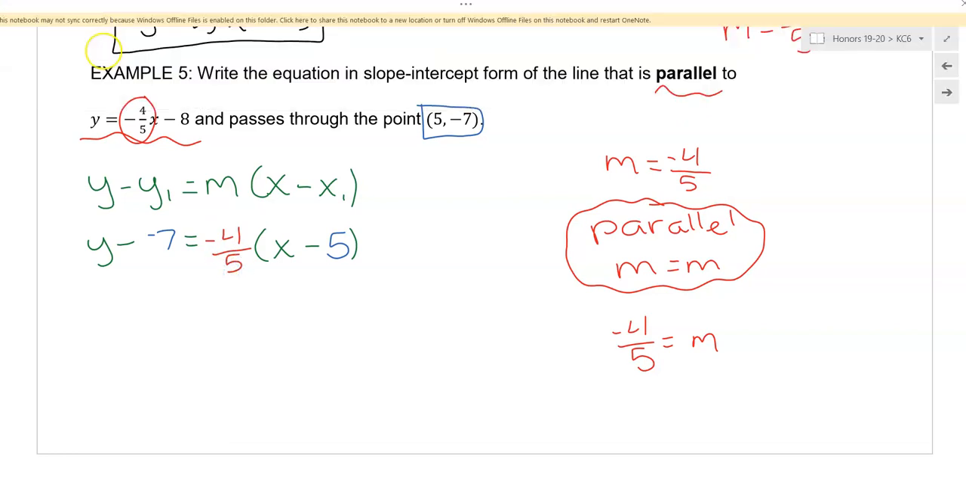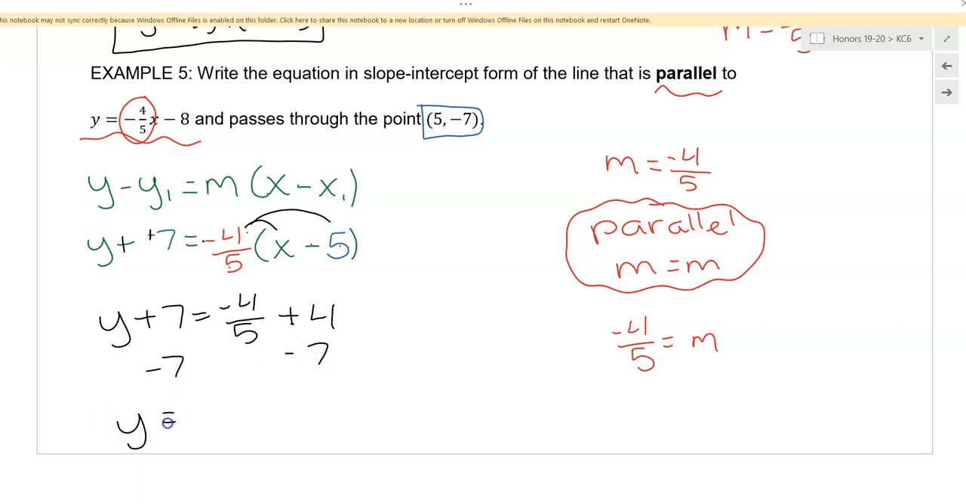And then just doing exactly the same thing. Two negatives make a positive. I'm going to distribute. So I have y plus 7 equals negative 4/5 x plus 4. Negative 4/5 times negative 5, a negative times a negative makes a positive, and the 5's actually just cancel. That's how we get that 4. Then I'm going to subtract 7 from both sides. So I have y equals, oh, I forgot my x. Sorry guys, I keep doing that. Negative 4/5 x, and then 4 minus 7 is minus 3.